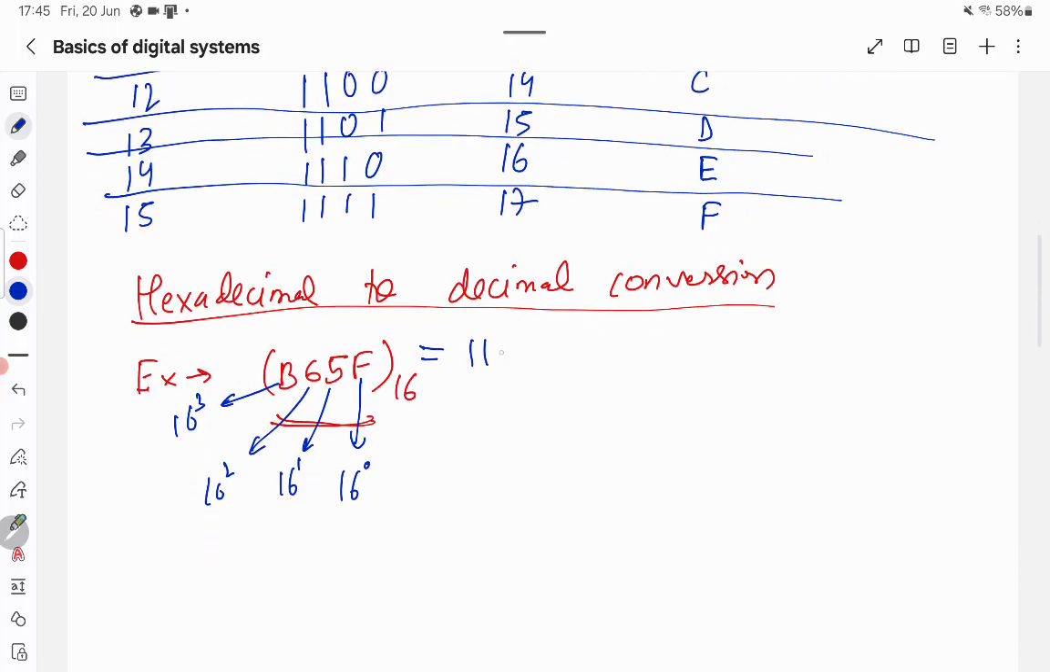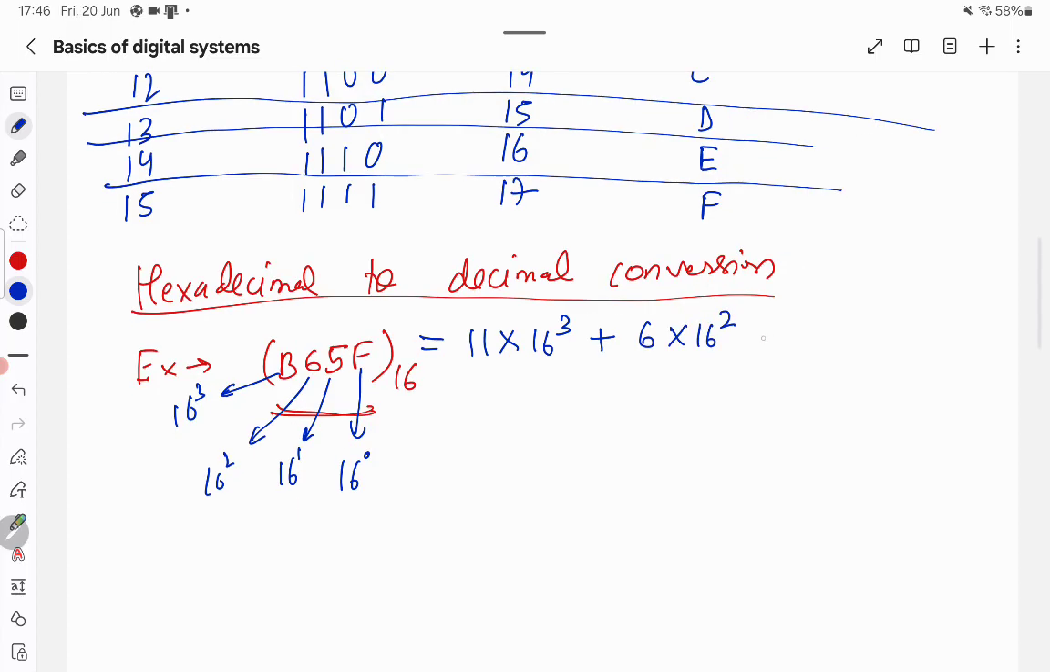It will be 11 times 16 to the power 3, plus 6 times 16 to the power 2, plus 5 times 16 to the power 1, plus F, which can be written as 15. You see the table, F is 15. So 15 times 16 to the power 0. If you put this value in the calculator, it will be 46687 base 10, as it is converted to decimal, so base 10.